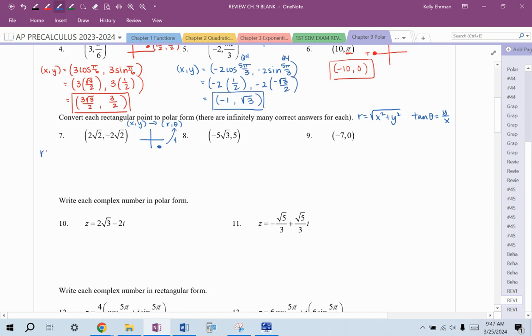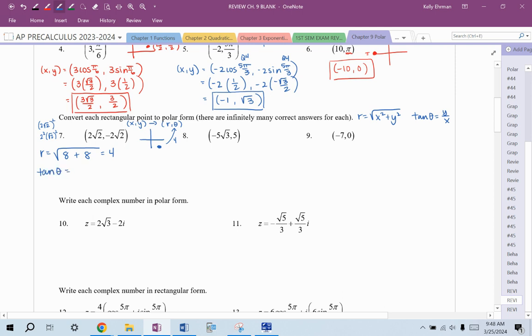Okay, so let's do r first. When we square 2 radical 2, you're squaring the 2 and you're squaring the radical 2, multiplying them together. So 2 squared is 4 times 2 is 8. And then when we square a negative, we still get a positive. Square root of 16 is 4.